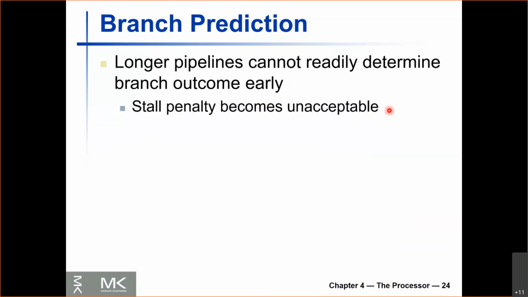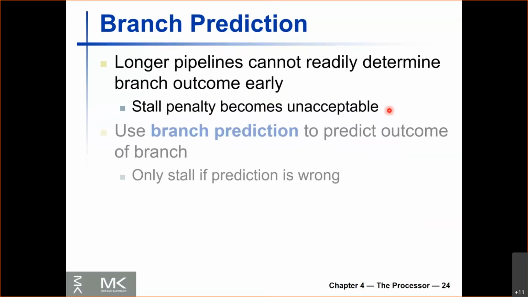So what processors do is they actually employ something called branch prediction. Branch prediction is a technique to predict the outcome of a branch. When the processor fetches an instruction and sees that it's a branch, rather than waiting until the branch outcome gets resolved, it's just going to predict what the outcome of the branch is going to be, and it's going to start executing.